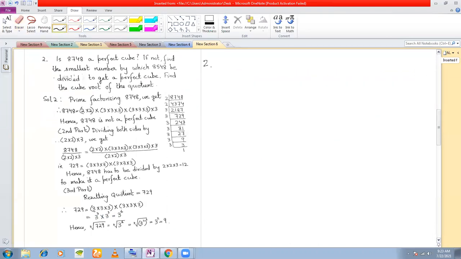Question number 2. Is 8748 a perfect cube? If not, find the smallest number by which this should be divided. Earlier question was multiplied. Here it is divided. To get a perfect cube, find the cube root of the quotient. Okay, so let's prime factorize 8748. Now this will divide with 3.